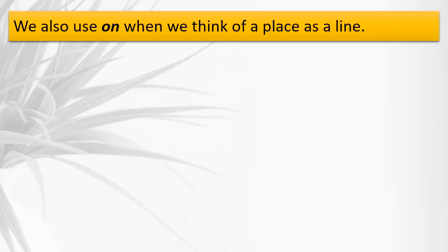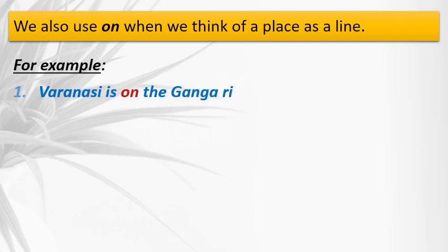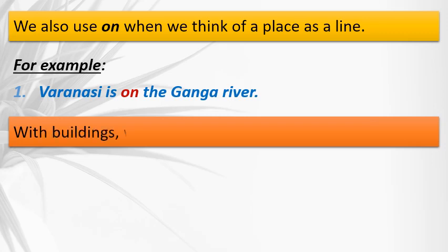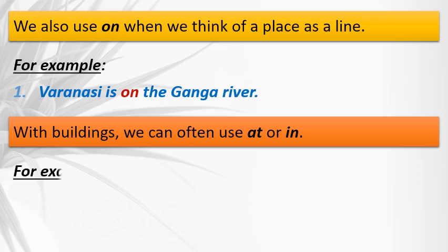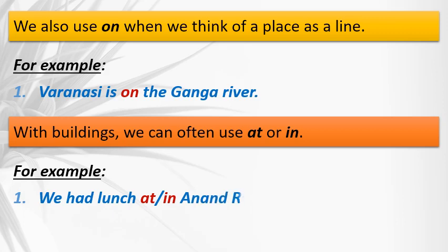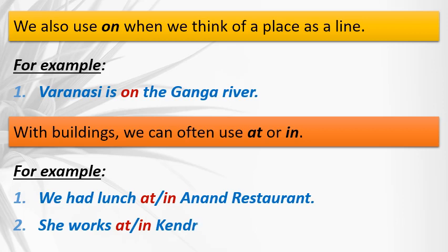Rule number 8 is we also use on when we think of a place as a line. To clarify it, let's see an example. Number 1, Varanasi is on the Ganga river. Now let us see rule number 9. With buildings, we can often use at or in. To clarify it, let's see some examples. Number 1, we had lunch at or in Anand restaurant. Number 2, she works at or in Kendriya Vidyalaya.